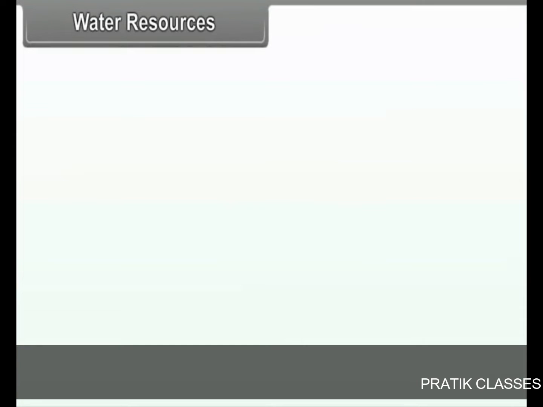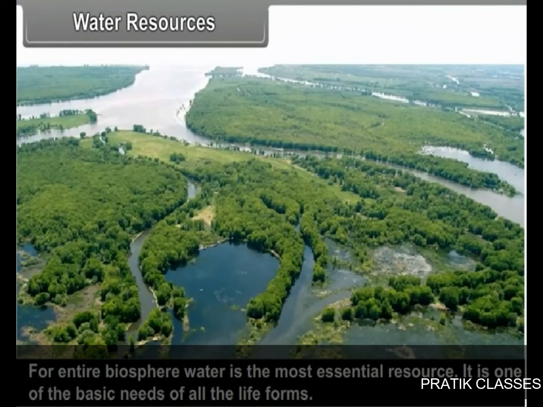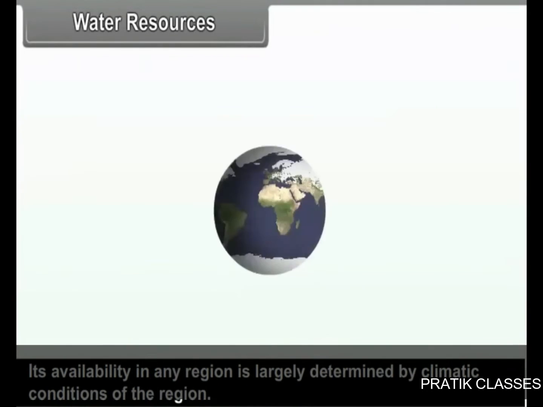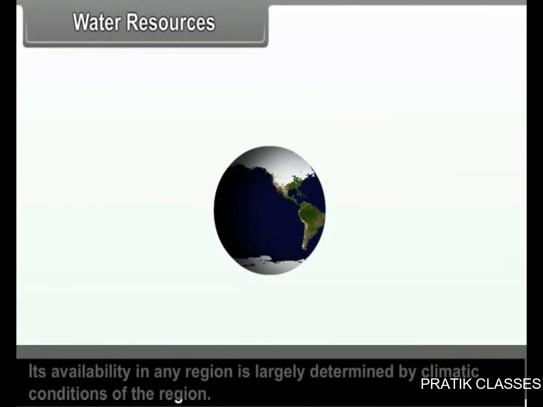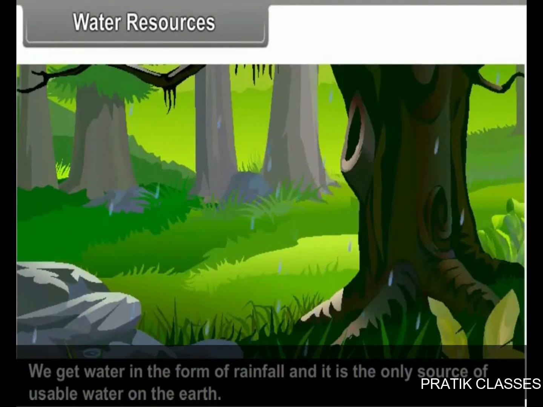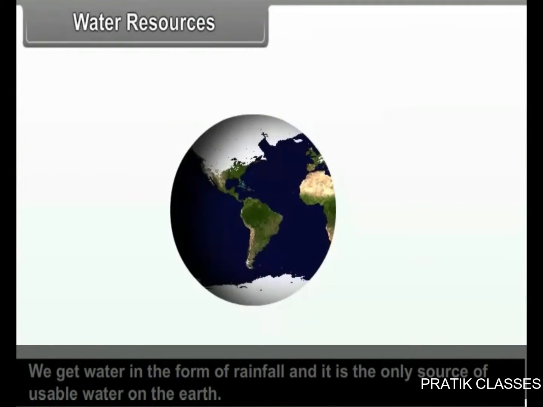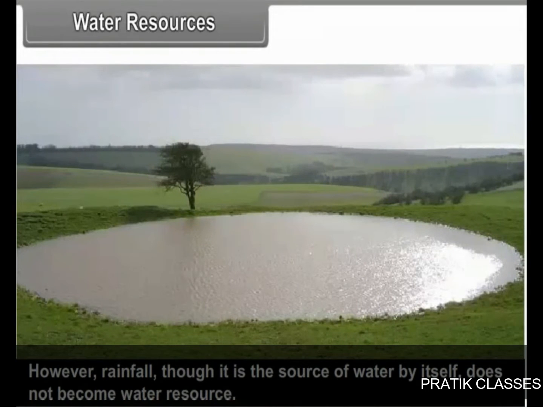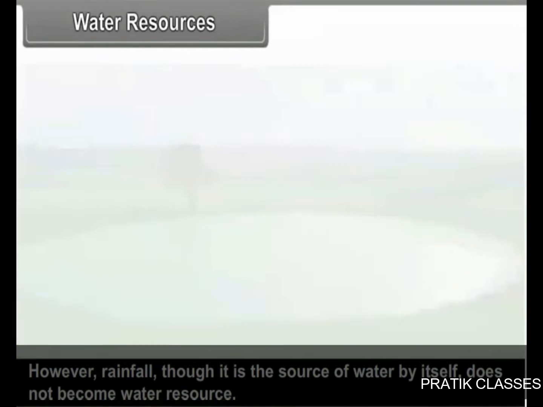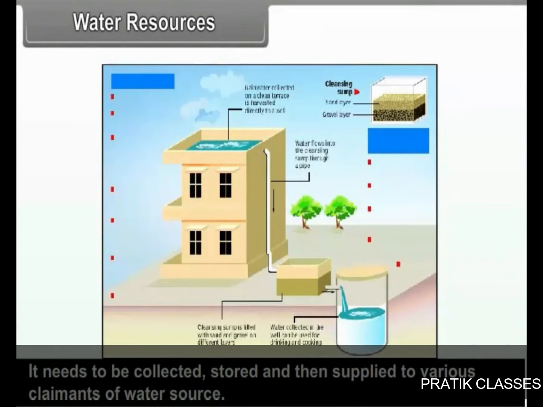Water resources. For the entire biosphere, water is the most essential resource. It is one of the basic needs of all life forms. Its availability in any region is largely determined by climatic conditions of the region. We get water in the form of rainfall, and it is the only source of usable water on the earth. However, rainfall, though it is the source of water by itself, does not become a water resource. It needs to be collected, stored, and then supplied to various claimants of water resource.